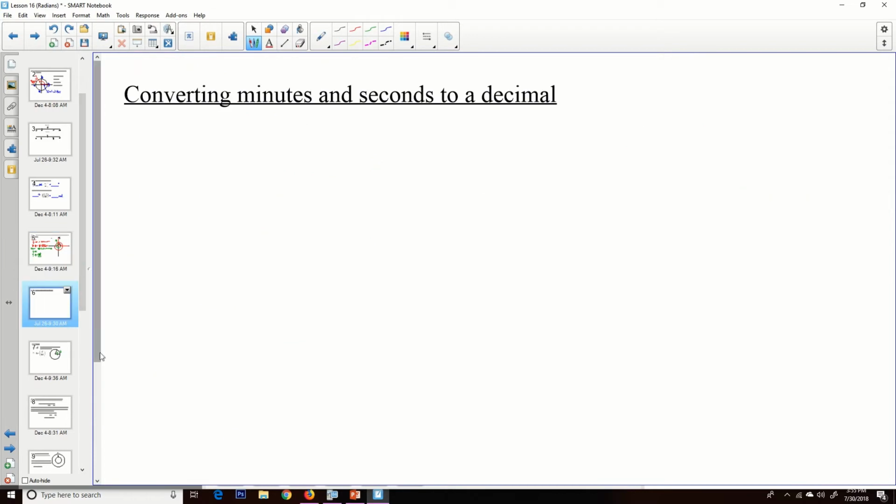Next one, converting minutes and seconds to a decimal. I think you're going to want to do this every time. In a couple places, you're going to see this kind of notation. So 32 degrees, 15 minutes, 20 seconds. That's what that says. We want to convert this into a decimal. You're not going to see it a lot, but you'll see it every once in a while. And so we're just going to do this every time just to be consistent.